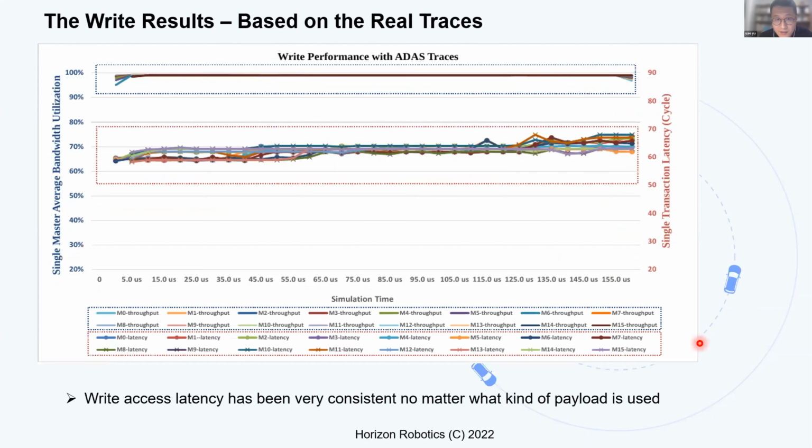Next page, please. For the same test, for the read results, the read latency is smaller than the write latency, and is almost the same no matter what kind of payload is used. And also the throughput is stable at almost 100%. So this real traffic trace shows that our design is very stable for most kinds of payload, especially for the throughput number.